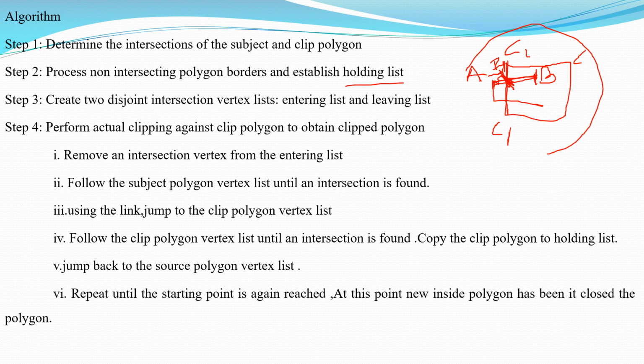So how will this algorithm perform? Next, jump to the source polygon vertex list. Repeat until the starting point is reached again. At this point, the new inside polygon has been closed. So let's start with the actual algorithm and see how it performs with an example.